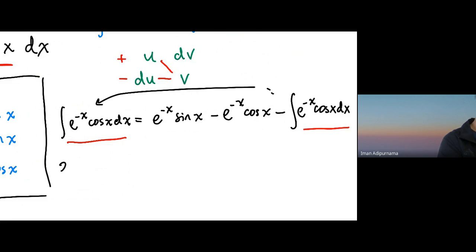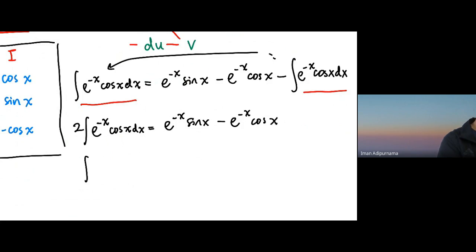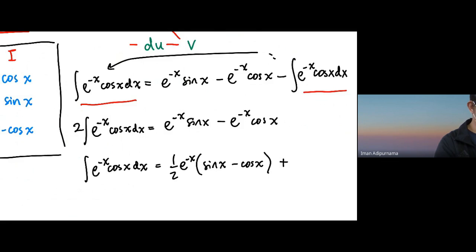That is, we can have this 2, and then you can have half, or you can write it down by factorizing e. And don't forget to plus c at the end.